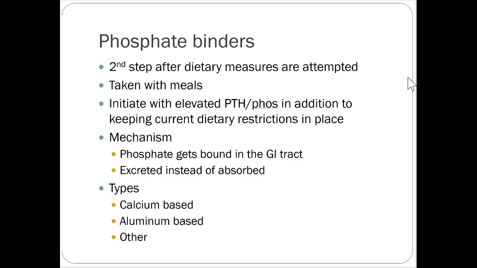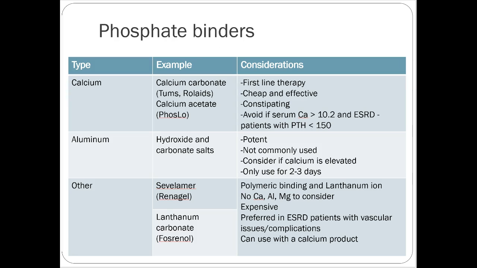So there's a couple different ones out there. There's calcium and aluminum based. The most common one is calcium, and it's calcium acetate, which is PhosLo. So technically any calcium product should help. And these are relatively cheap, but PhosLo is going to be the one that's used most commonly.